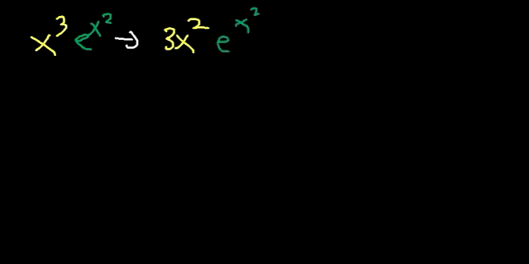Let's try another example. So let's say if we wish to differentiate x cubed e to the x squared. So differentiate the first part, the x cubed, which is 3x squared, and then keep the second part the same, e to the x squared, and then plus. Now we'll keep the first part the same, x cubed, and then differentiate the second part. The derivative of e to the x squared is the same thing times the derivative of x squared, which is 2x. So now what we're going to do is factor out the GCF.